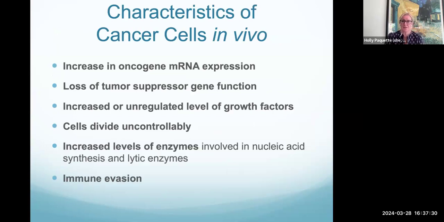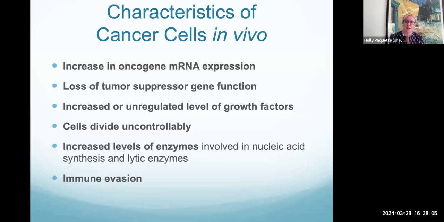When we think of cancer cells, we want to think about the different characteristics they would have. These are what we see in vivo, meaning if we were to look at cancer cells in the human body, we would see an increase in the mRNA, so expression of oncogenes, genes that cause uncontrolled growth. We would see increased gene expression, so more of those proteins that promote this. We would also see a loss of tumor suppressor gene function. Remember, I said that's the safety net in our cells.